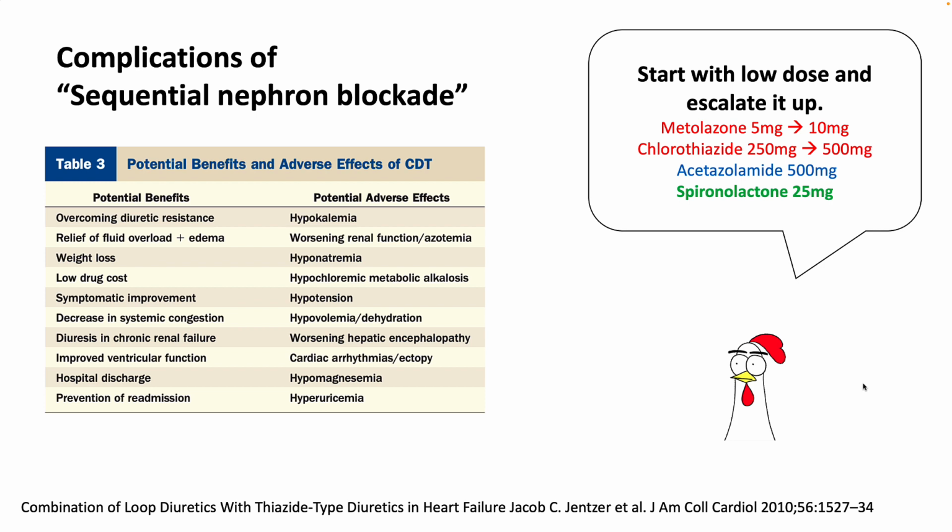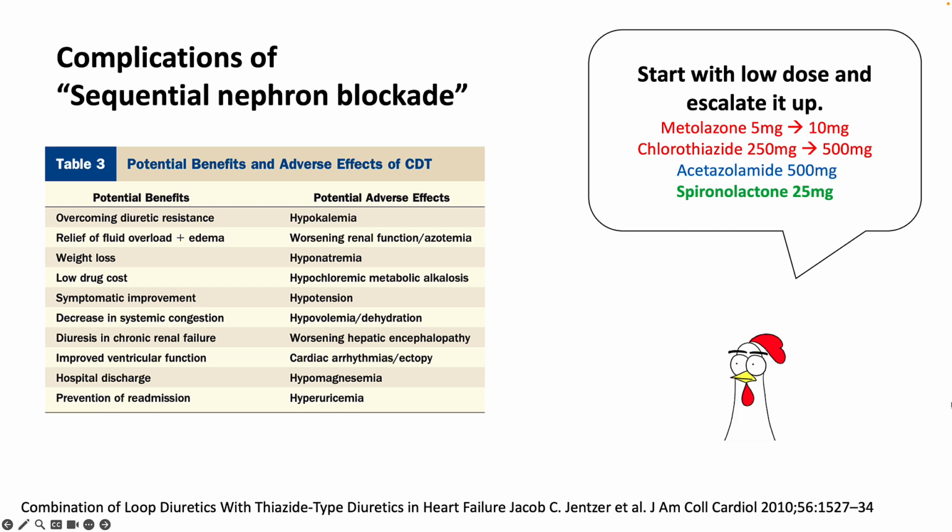So sequential nephron blockade is a good way of dealing with diuretic resistance. The potential benefits include relief of fluid overload and edema, weight loss, and symptom improvement, along with decrease in systemic congestion. However, there are potential adverse effects of this method, most important of them being hypokalemia and worsening renal function. To avoid it, start with low dose and escalate it up as your patient needs. So for example, if you're using metolazone, start at 5 and escalate up to 10 as needed. Or if you do not have any PO access, use chlorothiazide at 250 and escalate it to 500.